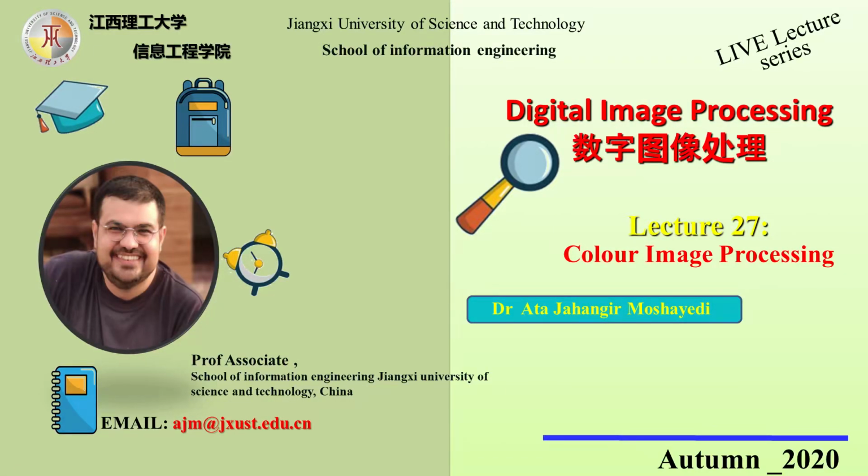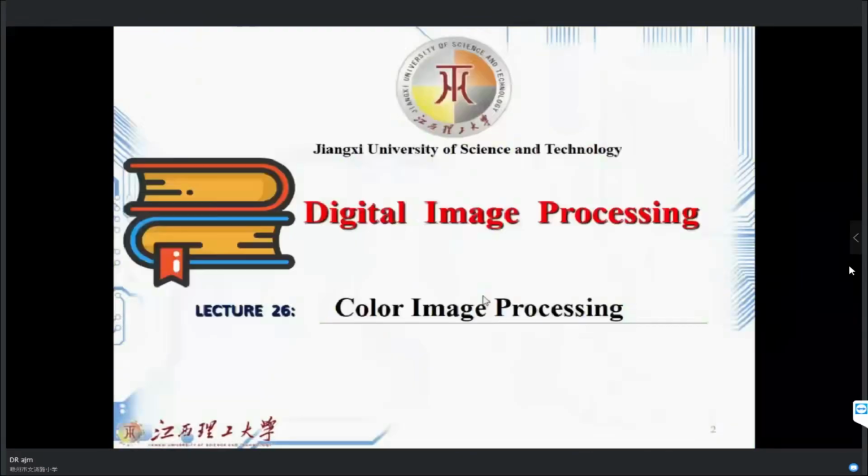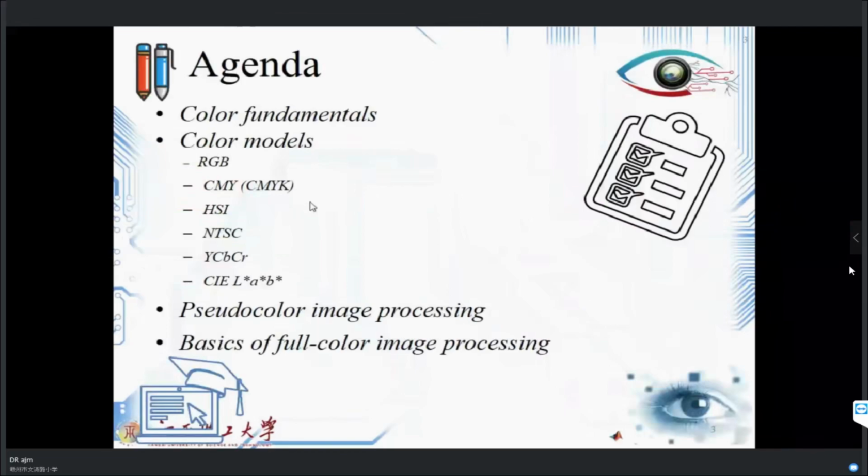We'll talk regarding color image processing, and these are the parts that we will review for this chapter. First, we'll talk regarding color fundamentals, then color models like RGB, CMY, HSI, NTSC, YCbCr, and CIELAB.